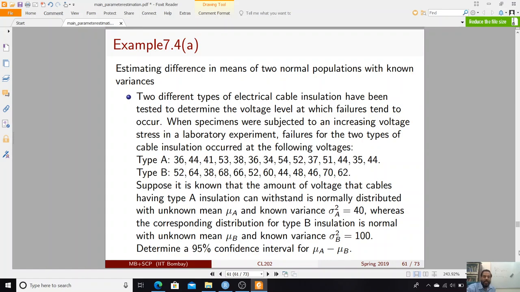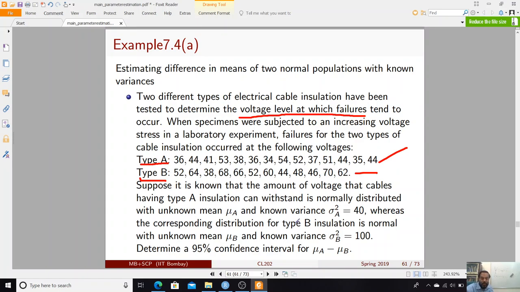So let's quickly look at an example. You have two different types of electrical cable insulations, and these have been tested at voltage levels at which failure occurs. You have a cable, you keep increasing the voltage, and at some point the insulator no longer acts like an insulator. There is a type A and a type B. I could think of buying these cables from two different companies, company A and company B, and I do the testing independently in my lab, and these are the sample numbers that I have. Clearly the number of samples is also different, so I have bought many more of type A than type B.